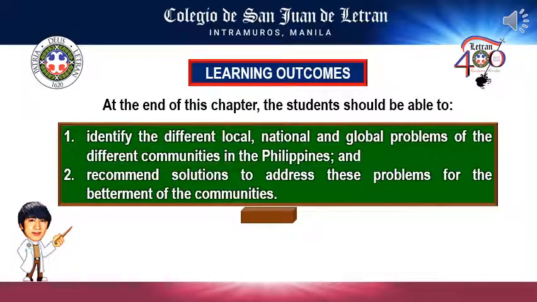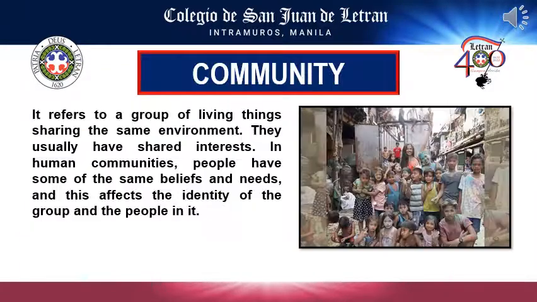So, what are the learning outcomes for this chapter? One is to identify the different local, national, and global problems of the different communities in the Philippines, and two, recommend solutions to address these problems for the betterment of the communities. First, let's talk about community.